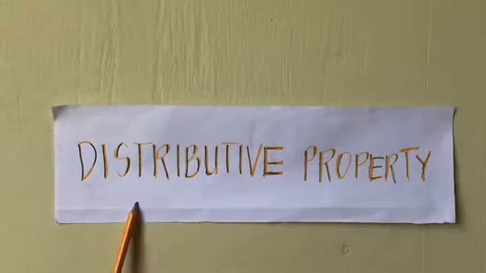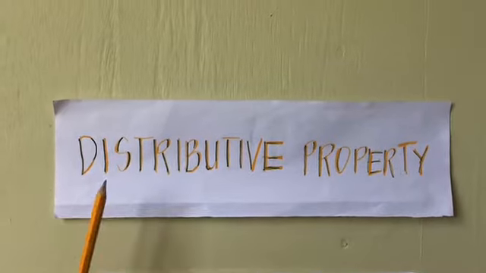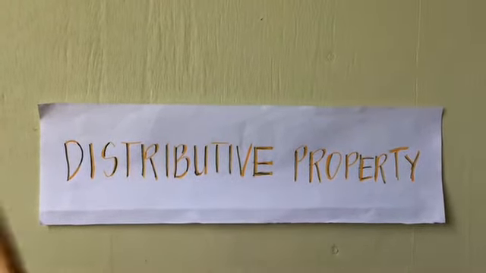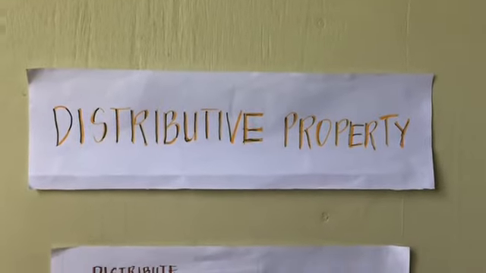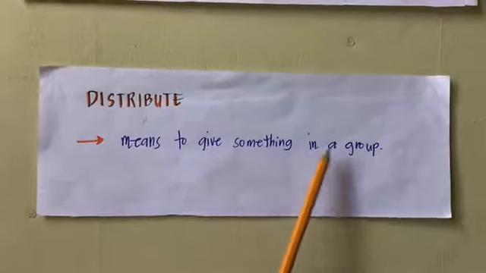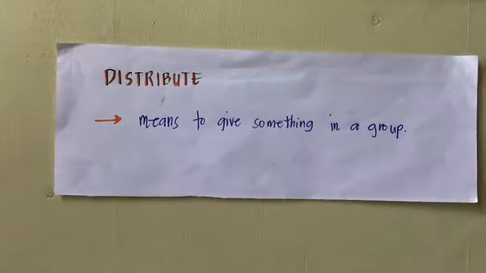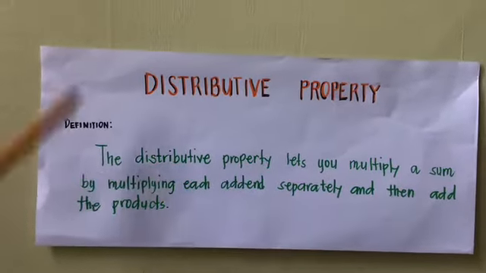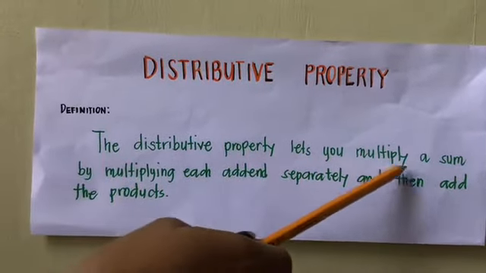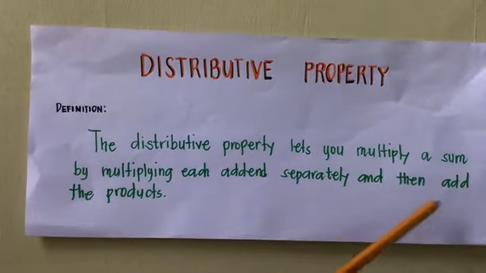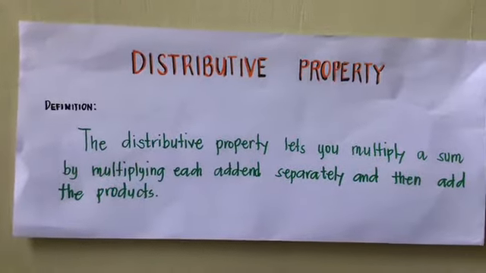A little bit about the distributive property. If we look at the word distributive, it may make you think about the word distribute. And distribute just means to give something to a group. So now let's define the distributive property. The distributive property lets you multiply a sum by multiplying each addend separately and then adding the products.